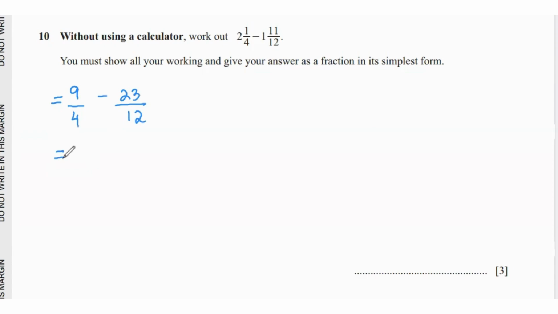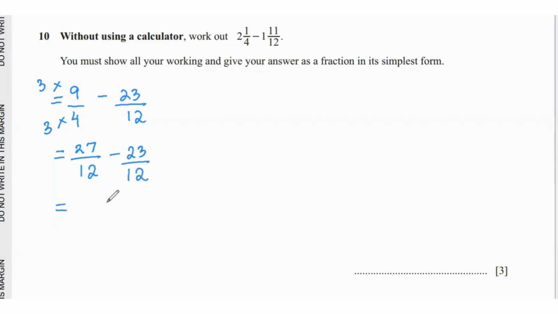Now, when we're adding or subtracting fractions with unlike denominators, we have to make the denominators equal first. And in this case, we have denominators of 4 and 12. So we can easily turn 4 into 12 by multiplying the entire fraction by 3. Remember, you don't just multiply the denominator by the number, you multiply the numerator as well. So it's going to be 27 over 12 minus 23 over 12.